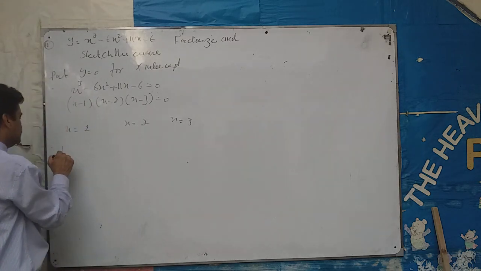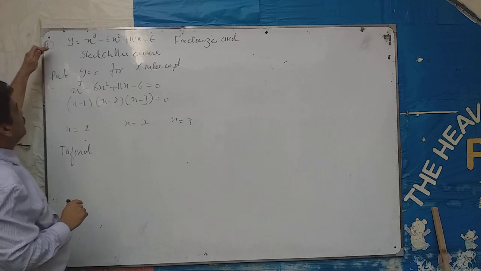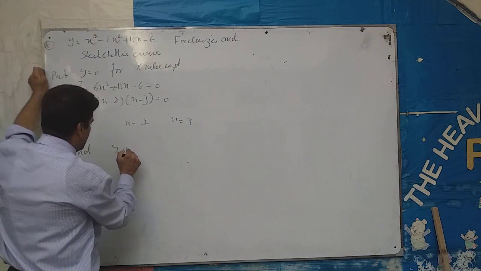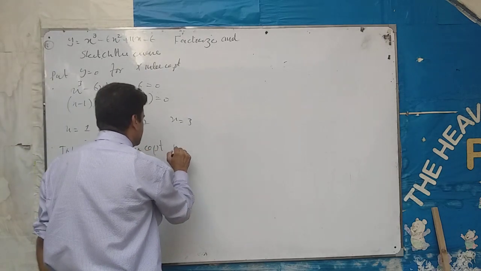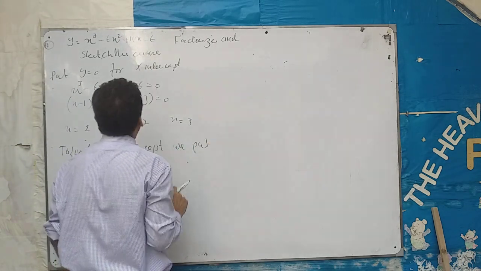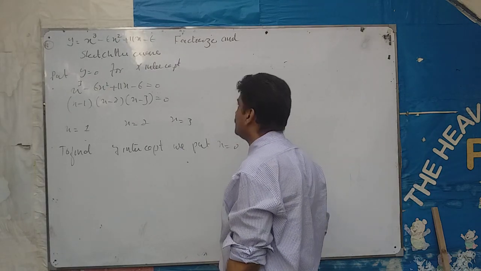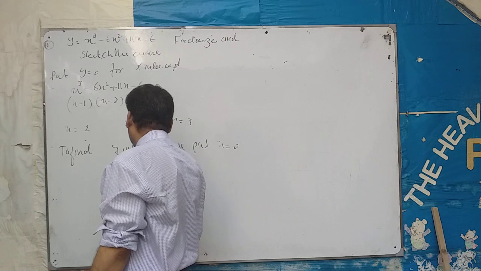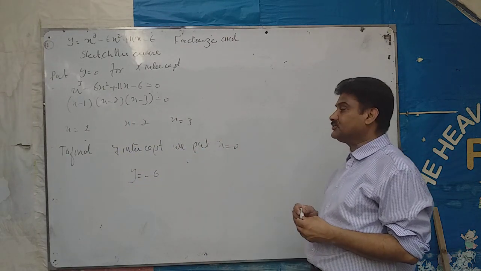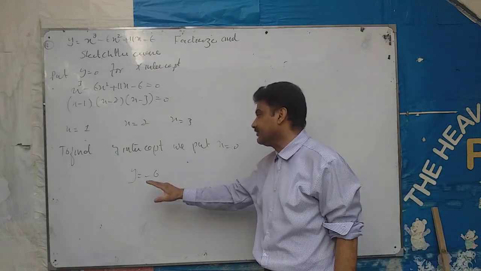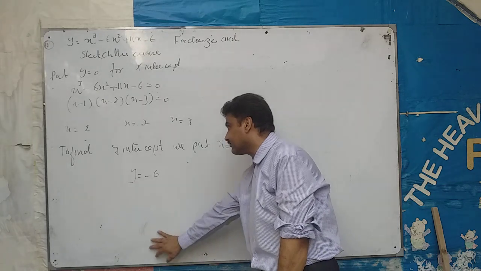To find the y-intercept, we put x equal to 0. When we put x equal to 0, we get y equal to minus 6. y equal to minus 6 is the point where the curve touches the y-axis. The y-intercept is minus 6.